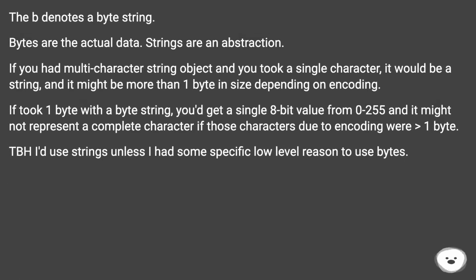The b denotes a byte string. Bytes are the actual data. Strings are an abstraction. If you had a multi-character string object and you took a single character, it would be a string, and it might be more than 1 byte in size depending on encoding. If you took 1 byte with a byte string, you'd get a single 8-bit value from 0 to 255, and it might not represent a complete character if those characters, due to encoding, were greater than 1 byte. TBH, I'd use strings unless I had some specific low-level reason to use bytes.